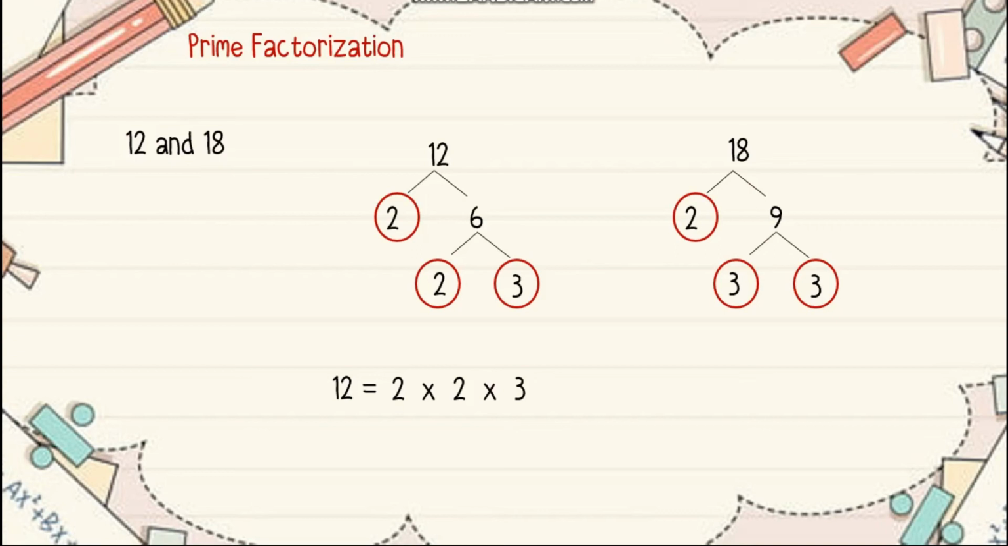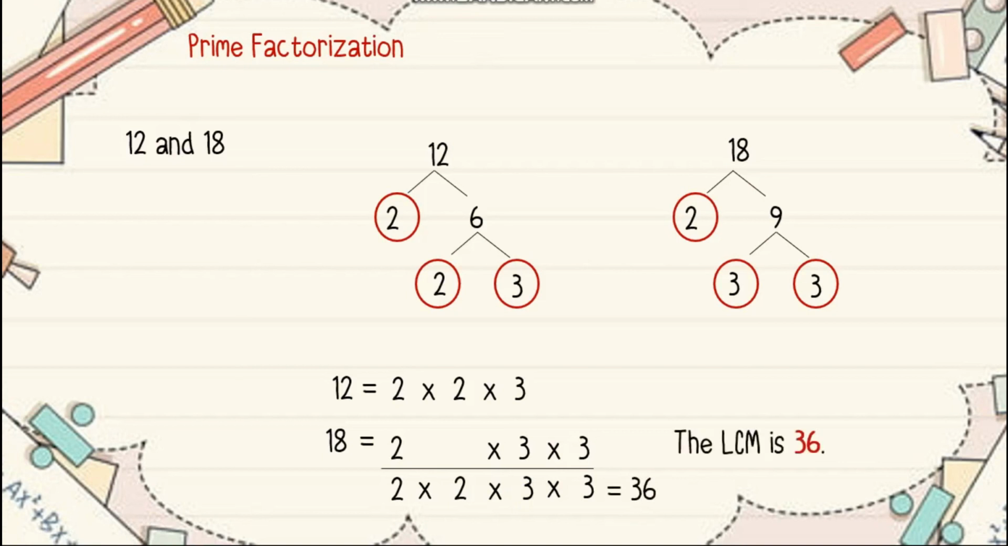How to check whether your prime factors are correct? You multiply. Then the answer should be the given number. For example, 2 times 2 times 3, and that is equal to 12. For 18, we have 2 times 3 times 3. Bringing down all the factors they have, we're going to have 2 times 2, which is 4. 4 times 3 is equal to 12. And 12 times 3 is 36. Therefore, the least common multiple of 12 and 18 is 36.